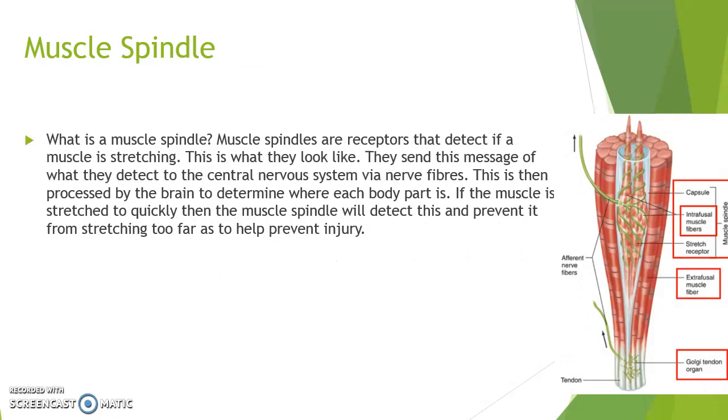What is a muscle spindle? Muscle spindles are receptors or proprioceptors that detect if a muscle is stretching. This is what they look like. As you can see on the right hand side, there is an image of one.